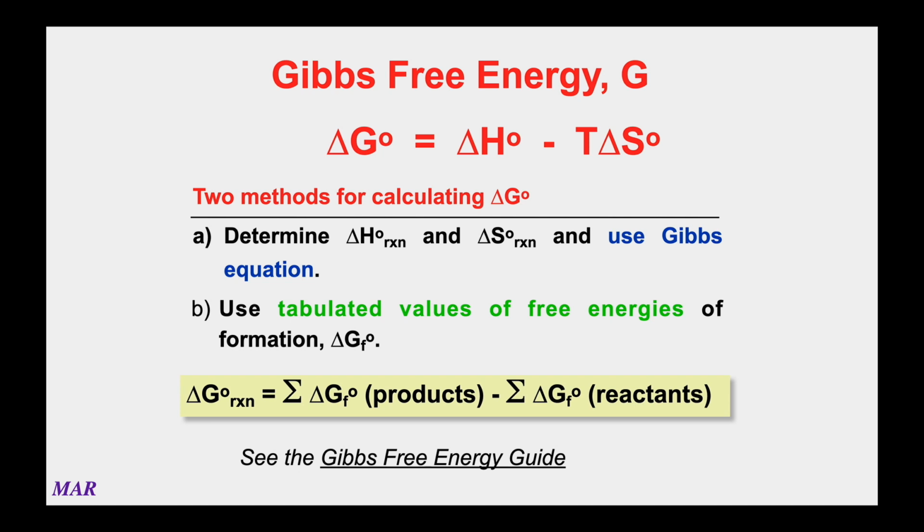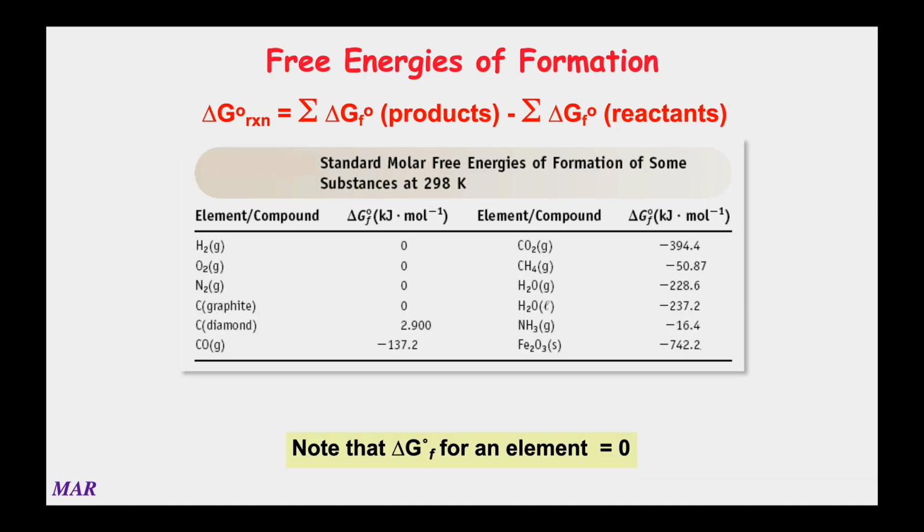If you have all the delta G's, then delta G products minus delta G reactants is the way to go. Here are values of Gibbs free energy. Again, every table will be a little bit different. Gibbs free energy values are more like enthalpy values. They can be positive, they can be negative, and they're equal to 0 for elements in their standard states. So this is very similar to the delta H values.